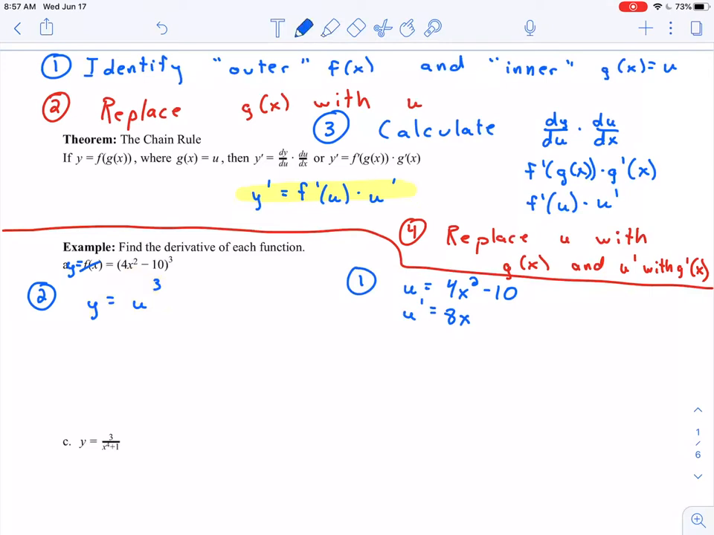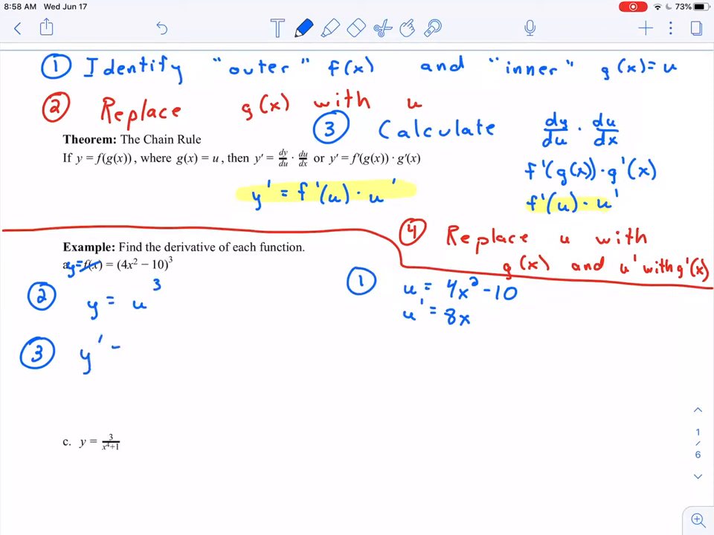So okay, we're moving right along here. Step 3 is when I need to find that product. So I'll either be using dy/du times du/dx, f prime of g of x times g prime of x, or f prime of u times u prime. And I think that last one, like I said, is the one that I'd really like to use because I think it's probably the easiest to understand.